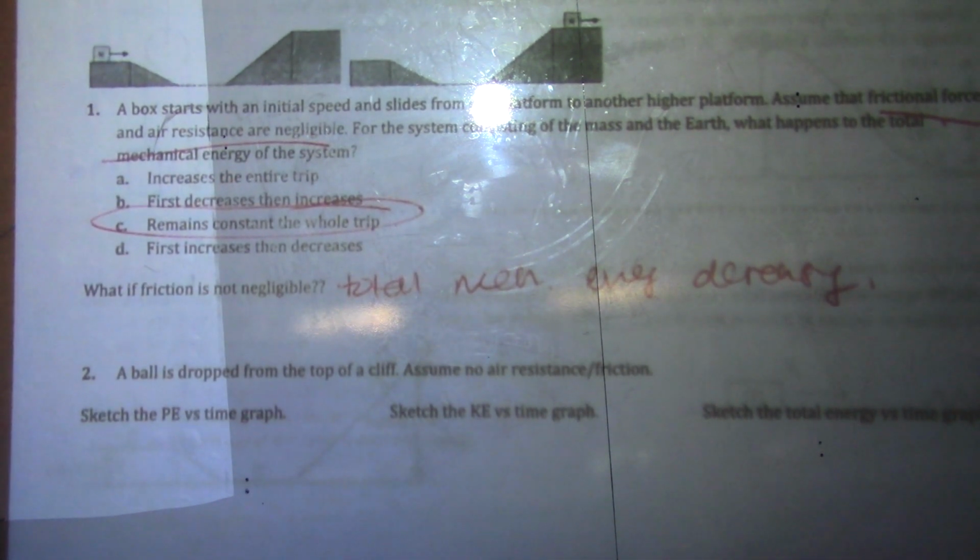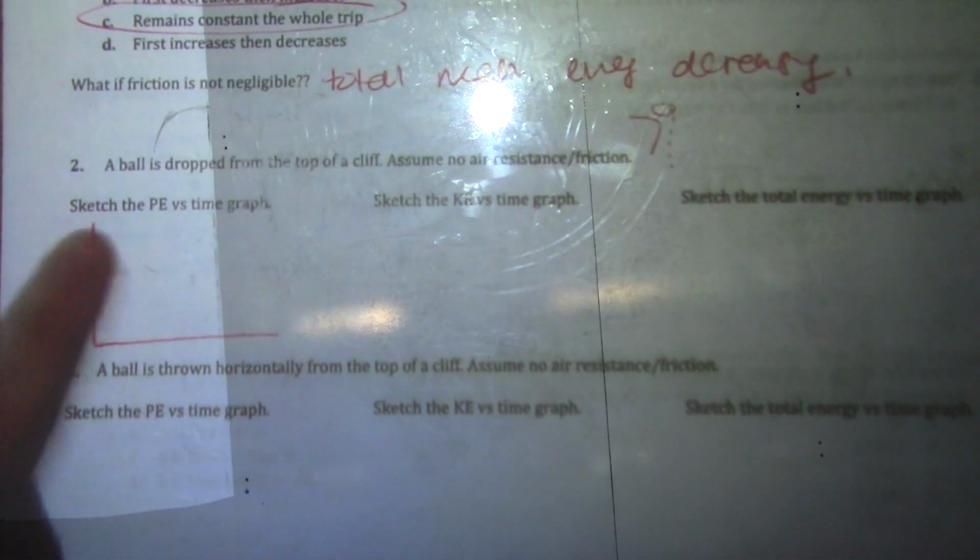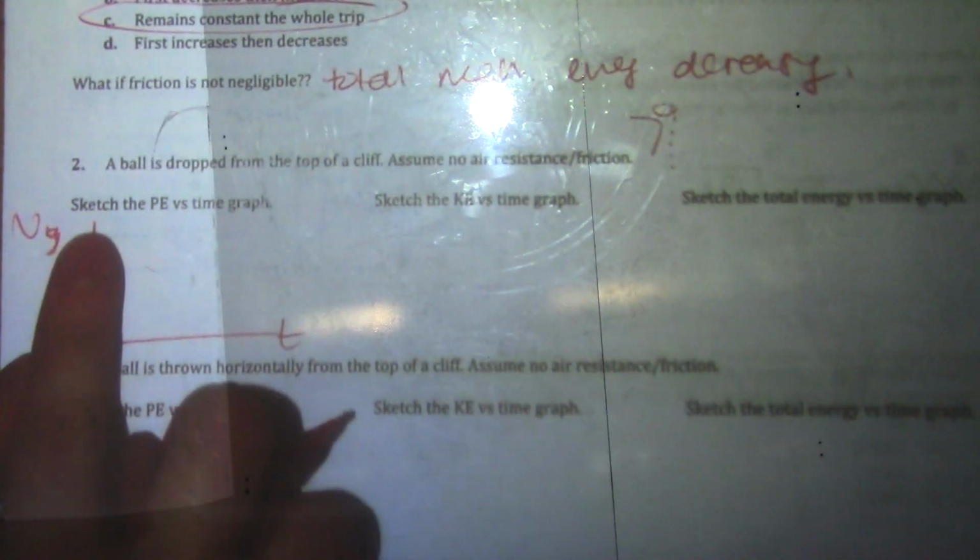Alright, a ball is dropped from the top of the cliff. Assume no air resistance or friction, so energy is conserved. If I drop something from the top of a cliff, I start with some potential energy for sure, and I know that it's decreasing. This is potential energy versus time. Your potential energy is not changing at a constant rate because your height is not changing at a constant rate. It's getting faster and faster, so it would look something like this.